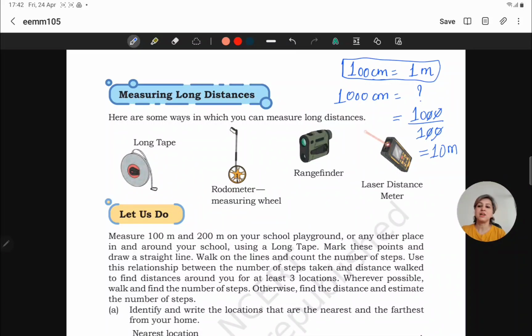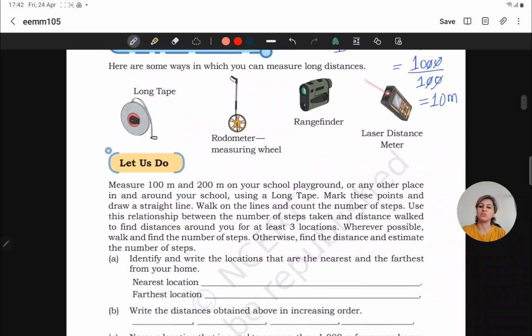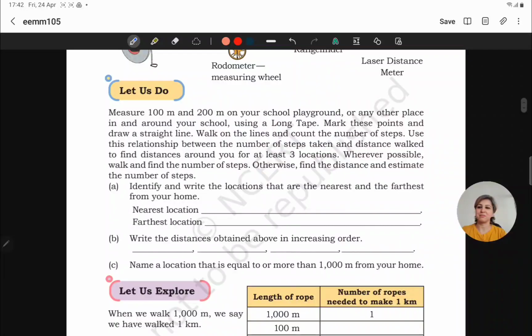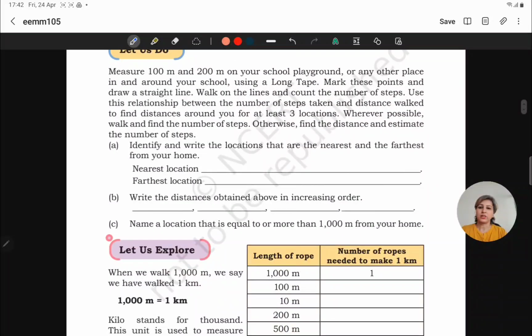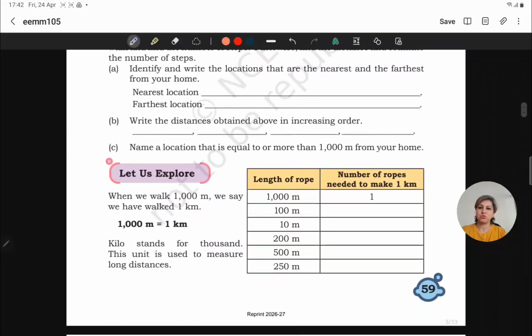Now let's see how we measure long distances. Here are some ways in which you can measure long distances. They are given to you: long tape, rotometer, range finder and laser distance meter. To know more about them, you can simply Google the words and you will get all the information about it. This is a small activity that you can do on your own.